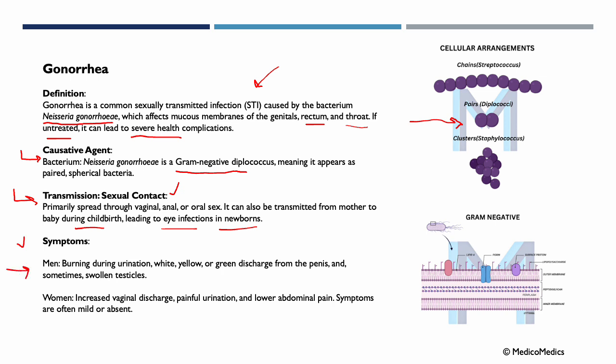Symptoms in men would be the sensation of burning during urination, a white, yellow, or green discharge from the penis, and sometimes swollen testicles. In women, we will see increased vaginal discharge, painful urination, and lower abdominal pain. Symptoms are often mild or absent.